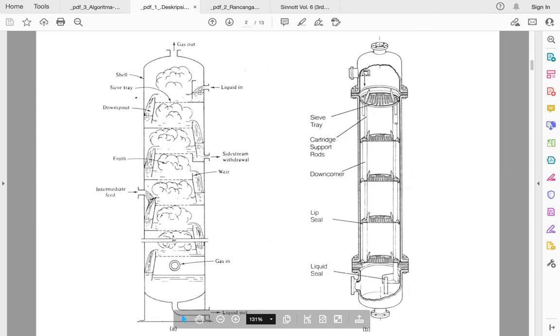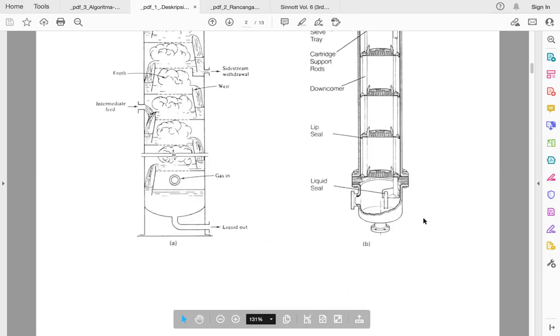and here you can see there is a joint between the cap and the body. The body looks like a pipe, like a large pipe, and here there is a hold up of the liquid, and then it will go inside like that. Also here there is a cartridge support rod, to support the tray, and here is called downcomer or down spout, and then there's a lip seal and also a liquid seal.